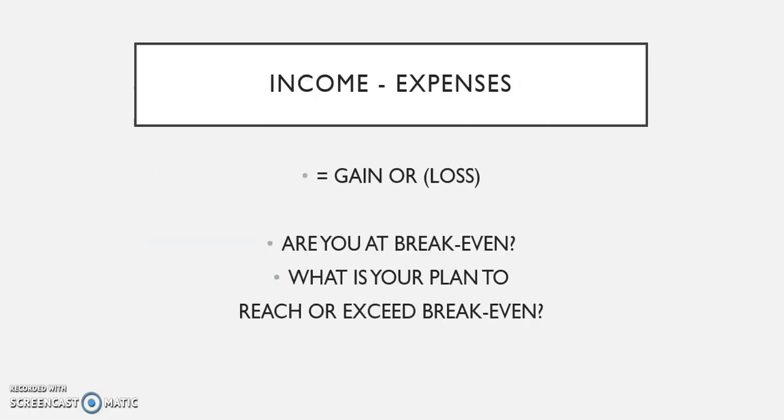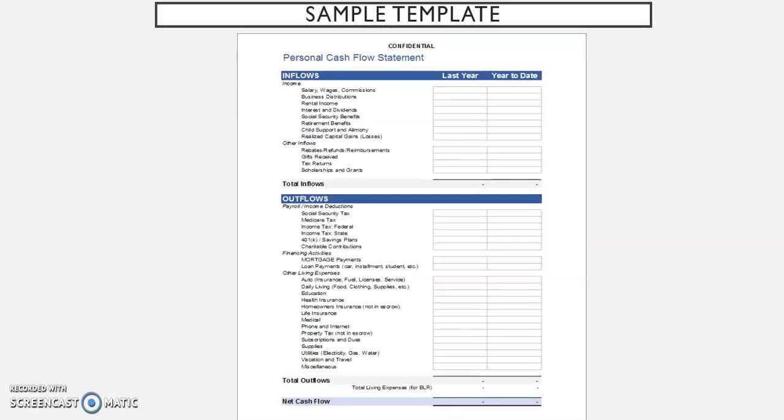All right, and then the calculation is super simple. Take all your income, subtract all your expenses. You're going to either have a gain if it's positive or a loss. And the big question is, are you at break even? It may be that you're spending everything that you have. That's okay while you're in school. What we want to do is, if you're not at break even, we want to get a plan to reach break even. Eventually, we'd like you to save some money, exceed break even.